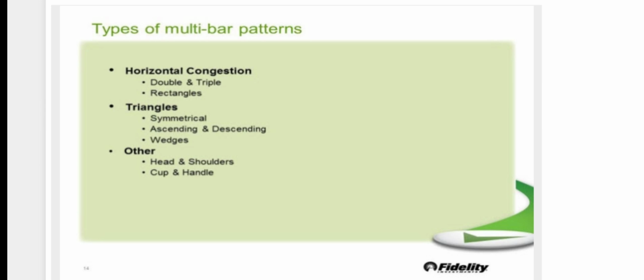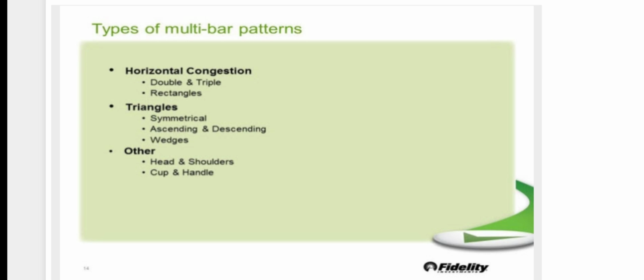So some of the ones we're going to talk about, these are really more of the common bar patterns that you've heard about. We're going to talk about some horizontal congestion type of patterns. Those are double tops, double bottoms, triple tops, triple bottoms. We're also going to talk about rectangles, which are also sideways or horizontal or congestion areas.